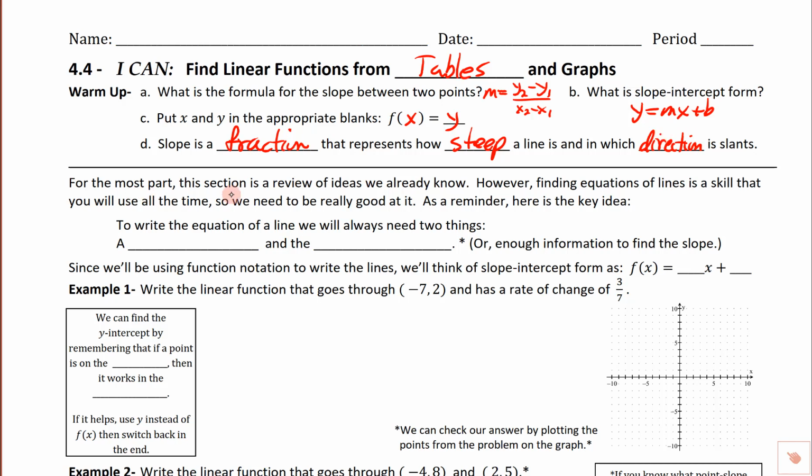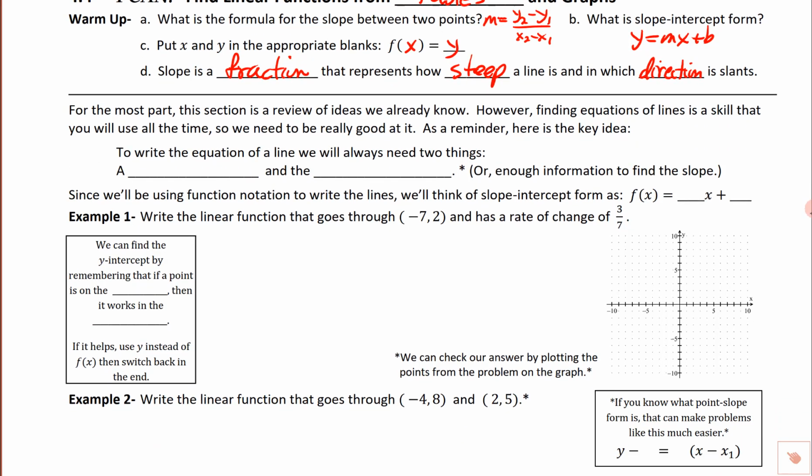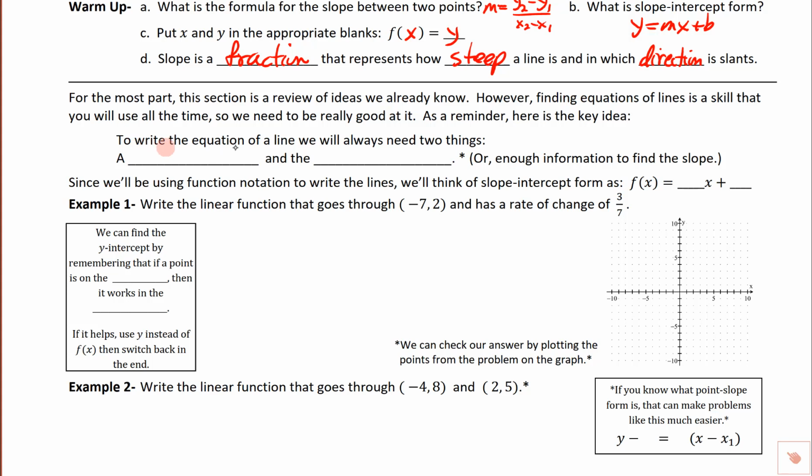Now, for the most part, this section is again going to be a review of ideas that you've already seen. But finding equations of lines is a skill that you are going to use all the time in tons of different classes, so we need to be really good at it. And as a reminder, here is a very key idea. In order to write the equation of a line, we always need two things. We need a point, and we need the slope.